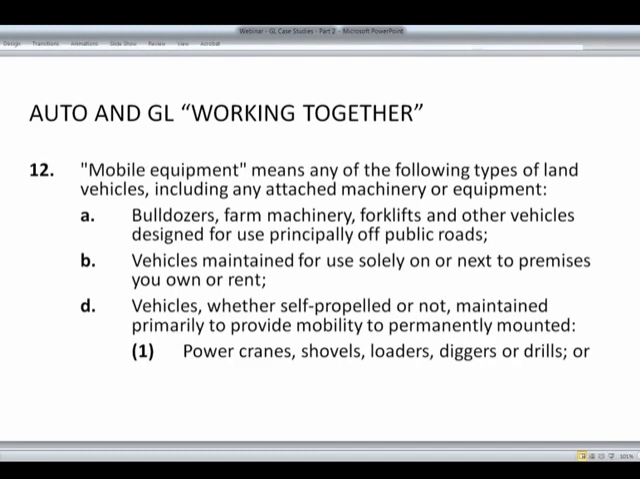So let's look at mobile equipment. You have been provided in the outline this wording, which covers the three areas where I think the auto liability policy and the GL liability policy would address mobile equipment or not, that has to do with the motor carrier. The definition in the general liability form, and the same definition you'll find in the auto liability form, says mobile equipment means any of the following types of land vehicles, including any attached machinery or equipment.